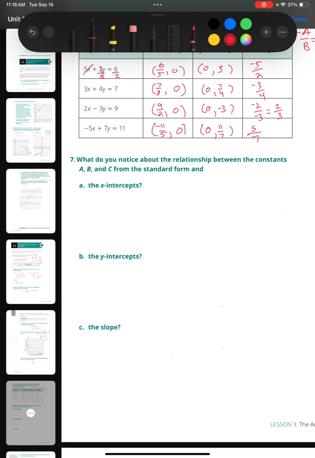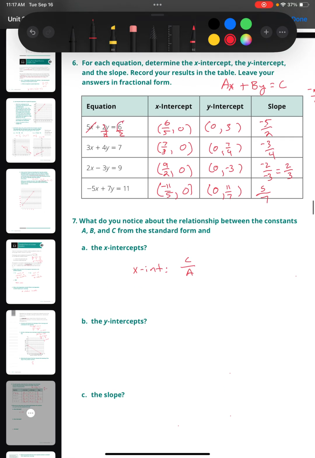Okay, 7, what do you notice about the relationship between the constants A, B, and C from standard form? Okay, so again, going back to those tricks I taught you for the slope, I'm going to introduce some tricks for the x-intercept now. The x-intercept is always C divided by A. If we move back to the first one, C divided by A, 6 over 5. The y-intercept is always C divided by B.